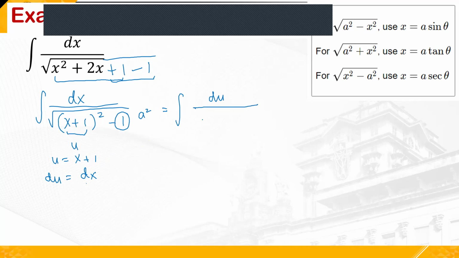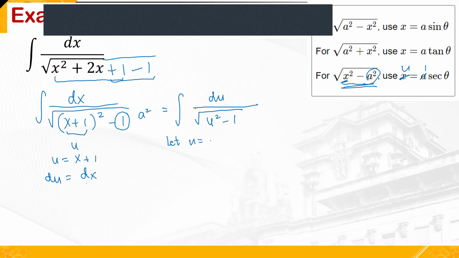Tapos, sa denominator naman, that will become square root of u squared minus 1. Take note, hindi natin nagawa pa rin na integrable form. So, naiba lang yung variable. So, u squared minus 1. So, that means it's of this form. Ito yung 1. So, ang ating u, we're changing this to u. This is 1. That will be secant theta. So, let u be equal to secant theta.